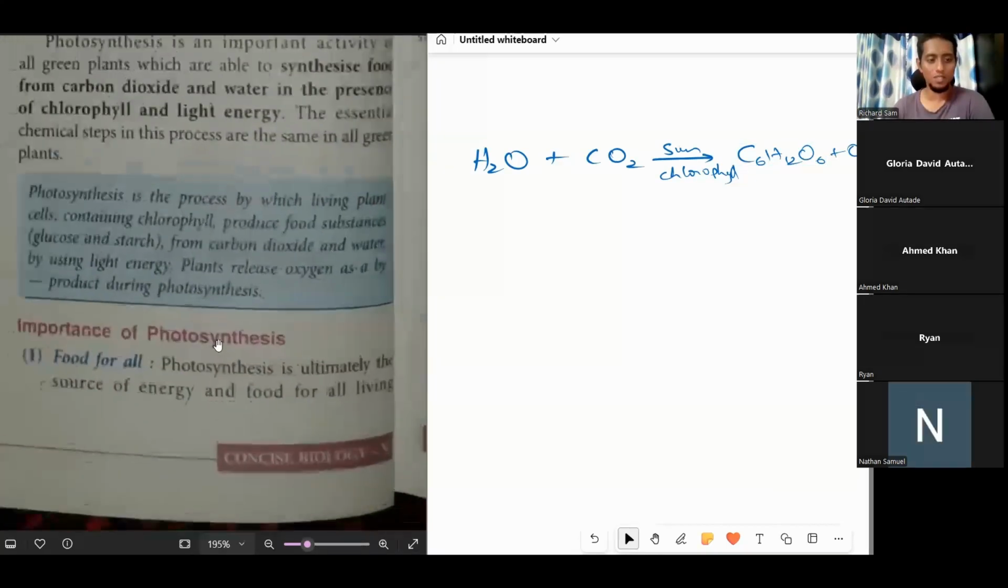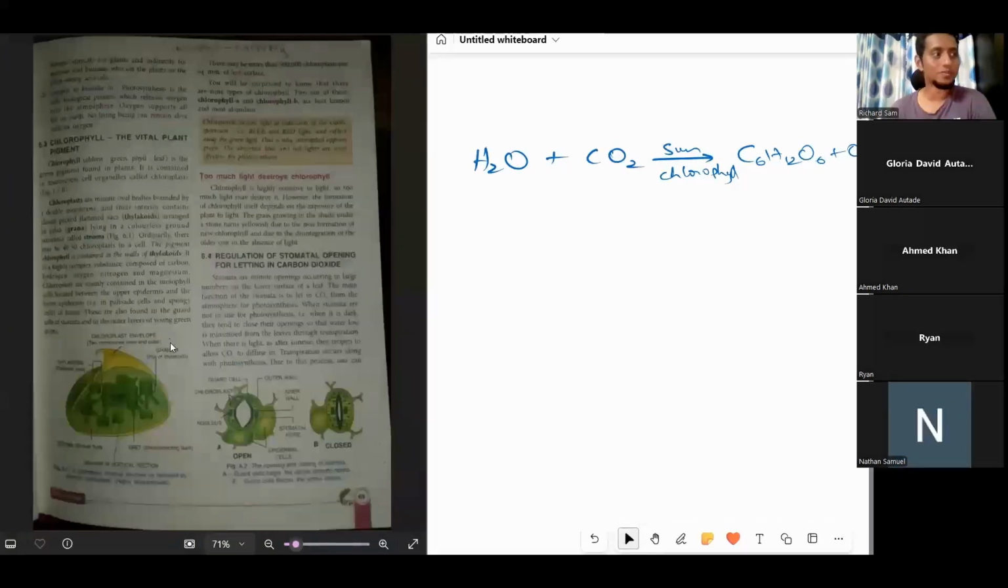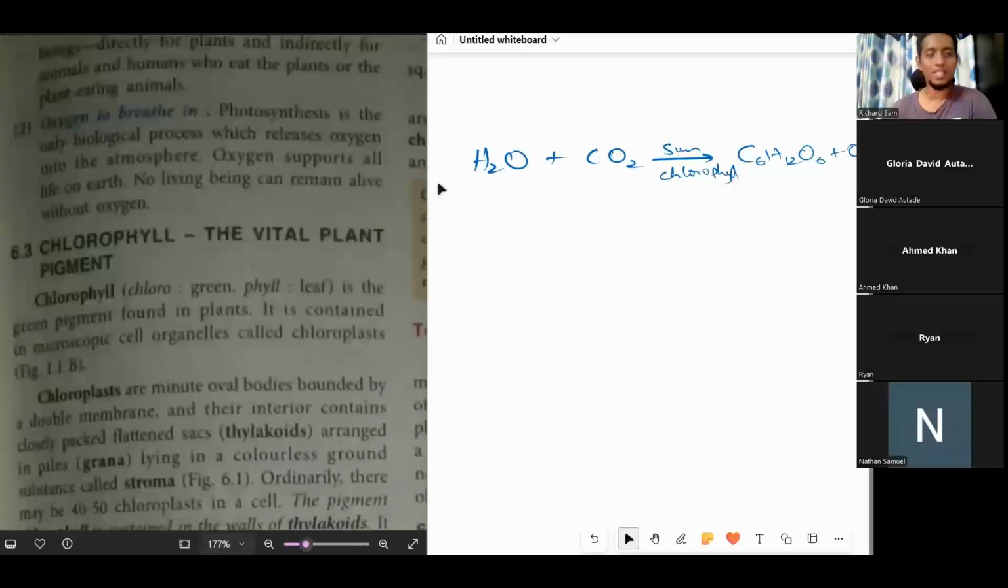So that is the first importance of photosynthesis. It is food for all. Who's the all? The plant and animals, all living things, plants and animals. And the second thing is it gives out oxygen. Okay, how is this oxygen given out? In the same way the carbon dioxide is taken in, through the same opening. What is that opening called? Stomata. So that's like the nose, right? Through the stomata, carbon dioxide comes in and oxygen goes out.